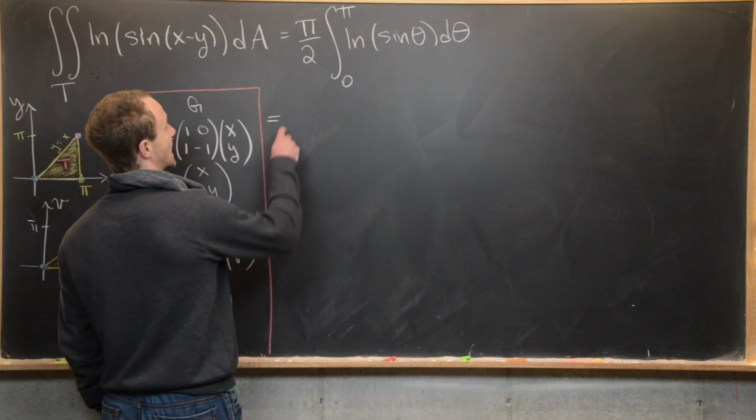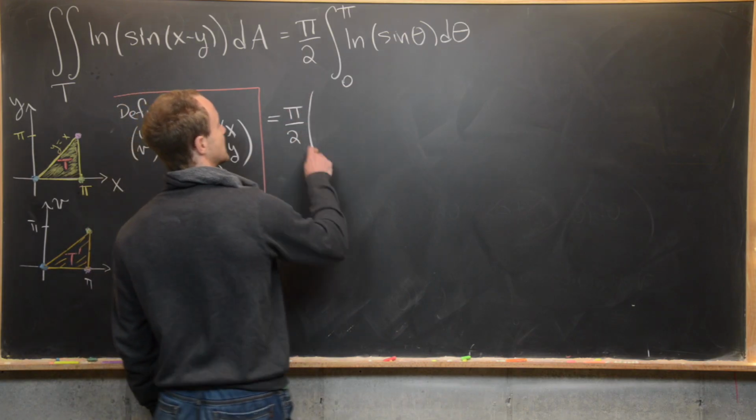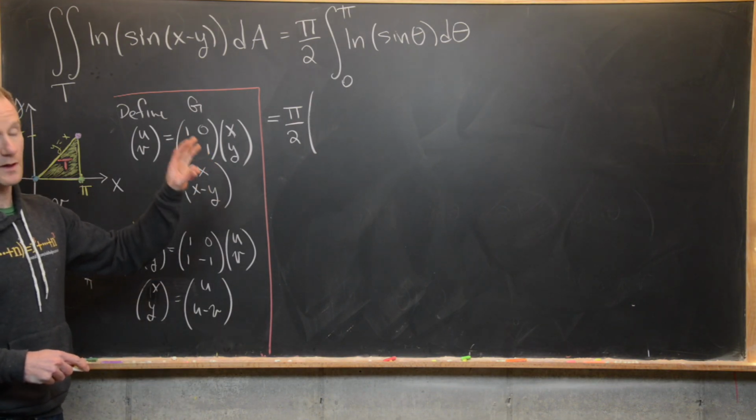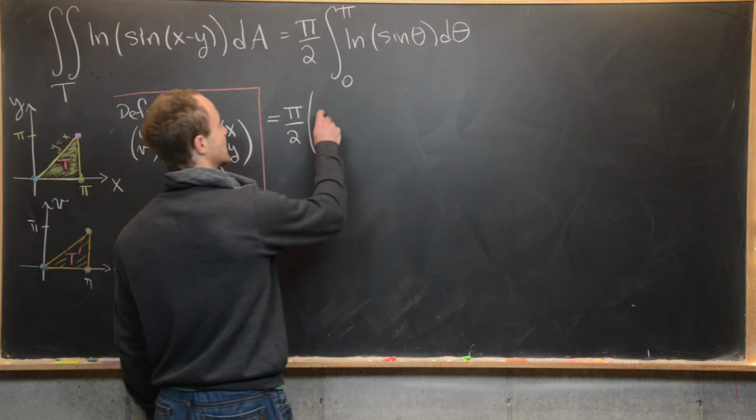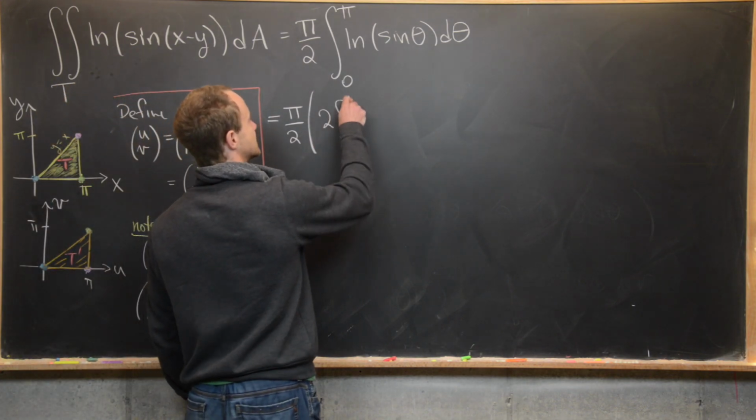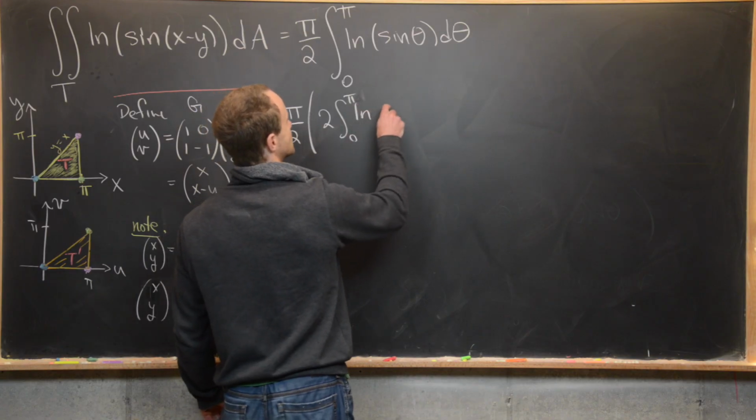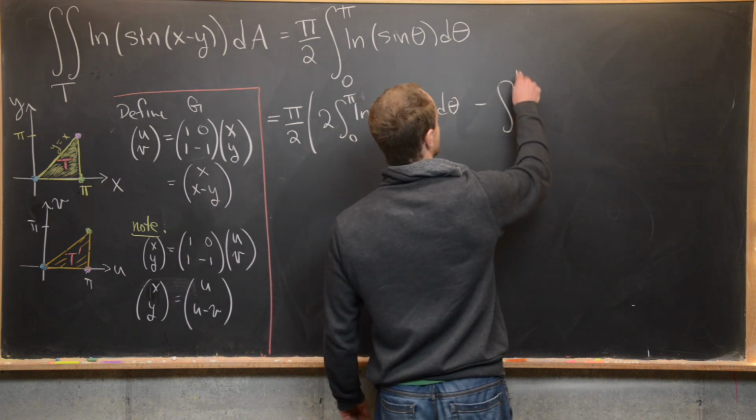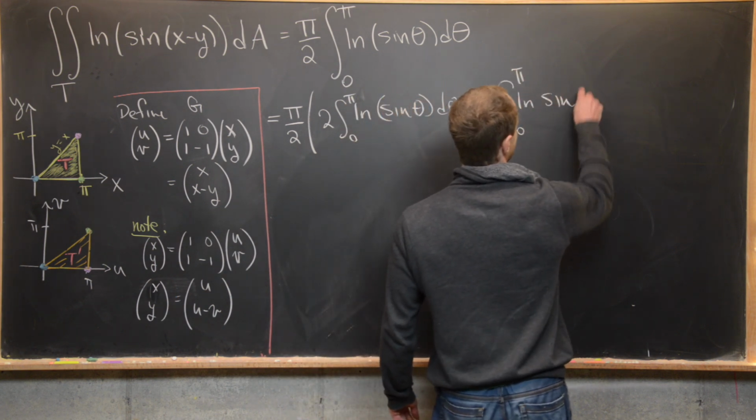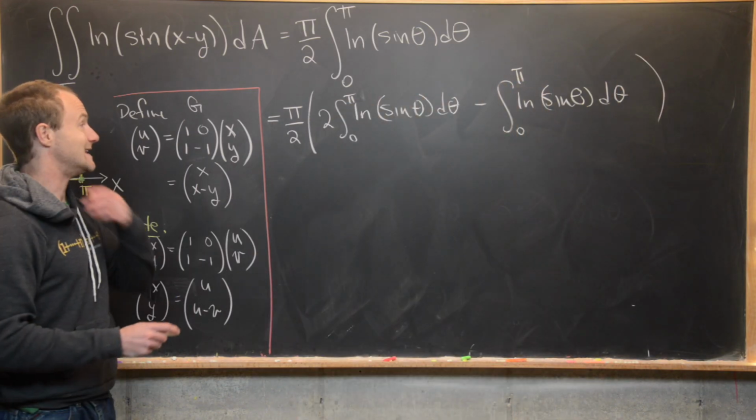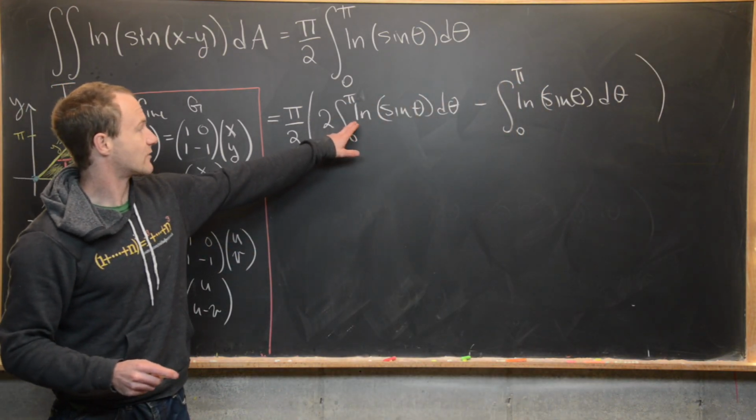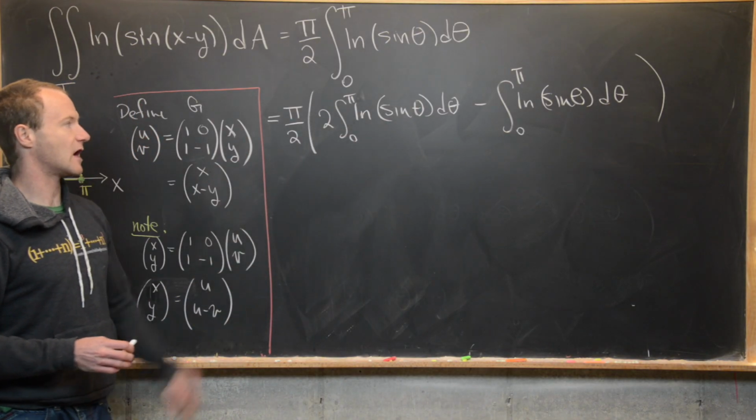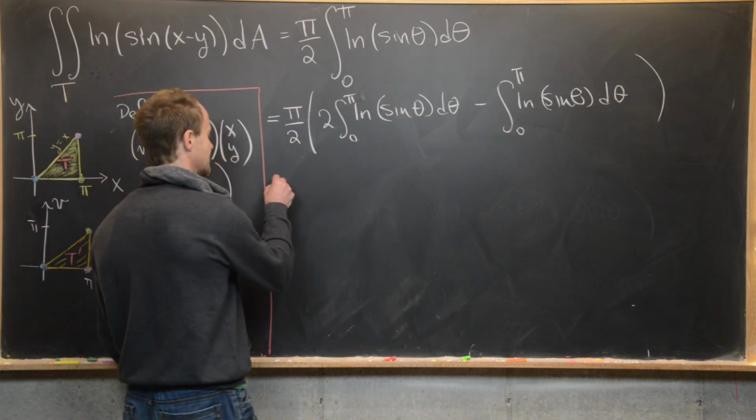So here's what I'll do now. I'm going to write this as pi over 2, and then I'm going to replace this integral with twice this integral minus this integral. So here, this is the same thing as 2 times the integral from 0 to pi, natural log of sine of theta d theta, minus the integral from 0 to pi of natural log of sine of theta d theta. Now, I'll take this guy right here and split it into two pieces, and that'll be the integral from 0 to pi over 2 and the integral from pi over 2 to pi. So that gives me this.